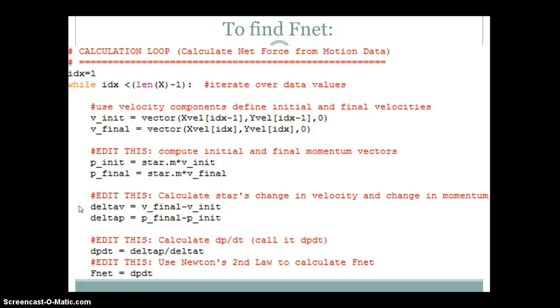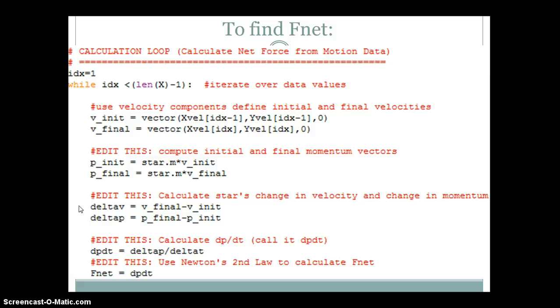First, momentum had to be determined. We used star.m because that was our original mass. The change in velocity and change in momentum had to be computed. Then dp dt was estimated from delta p over delta t. And then finally, the last line was changed as Fnet equals dp dt, which is where Newton's second law was applied to obtain Fnet.